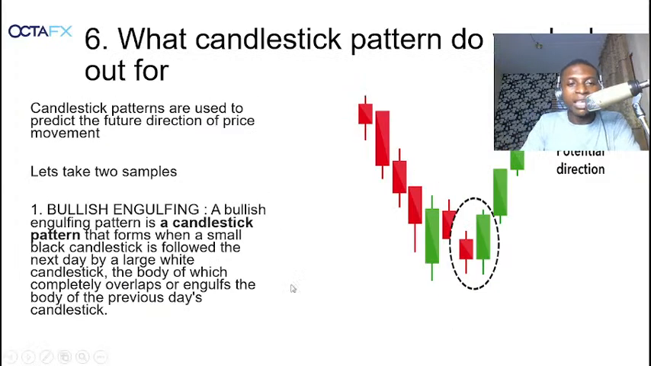Now you look at this here. This is the bullish engulfing candle. The bullish engulfing candle pattern is a candlestick pattern that forms when a small black candlestick is followed the next day by a large white candlestick, the body of which completely overlaps or engulfs the body of the previous day's candle. Now it's as simple as this.